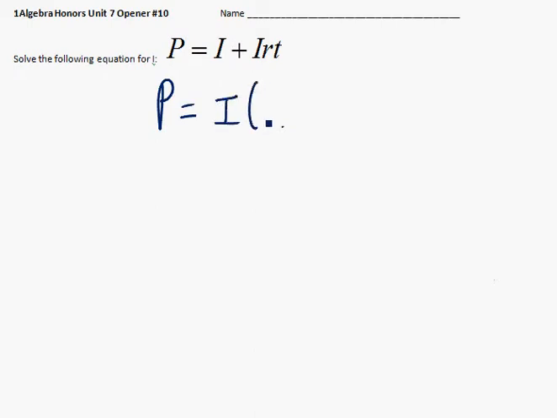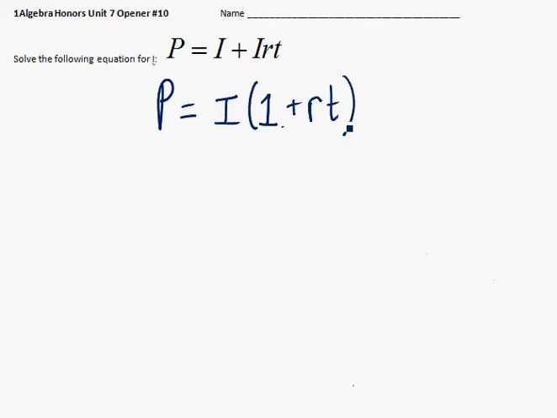And then just like the last time we factored, we need to think about doing the distributive property in reverse in order to get two factors that multiply together to equal I plus IRT. Well, when I take an I out of I, and I think about what I can multiply I by to get I, I can multiply I by 1, and that equals I. Plus, if I think about what I need to multiply I by to get IRT, that would be RT.